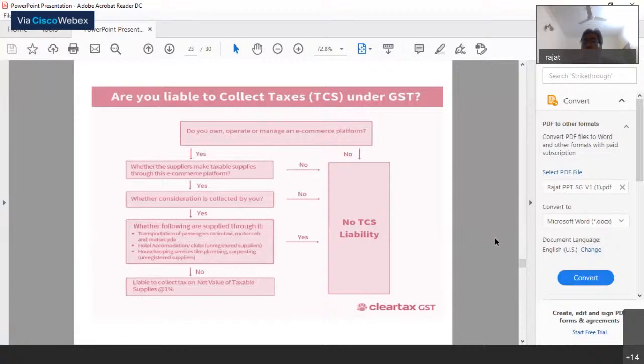The next question that you should ask is whether the suppliers make taxable supplies through an e-commerce platform. So TCS is liable to be deducted only if you are making a taxable supply. So if you are making an exempt supply, say for example, if you are supplying vegetables, which are exempt from GST, in that case that e-commerce platform will not be required to deduct TCS on the consideration received by the supplier.